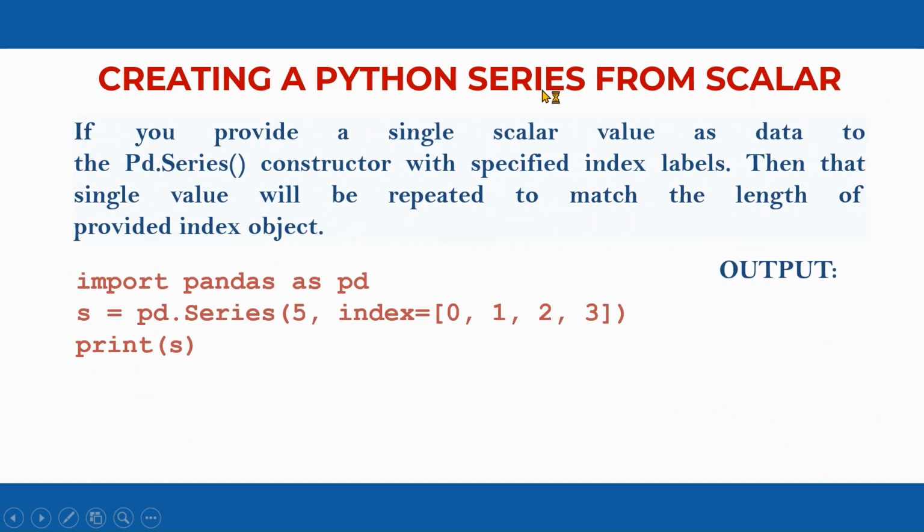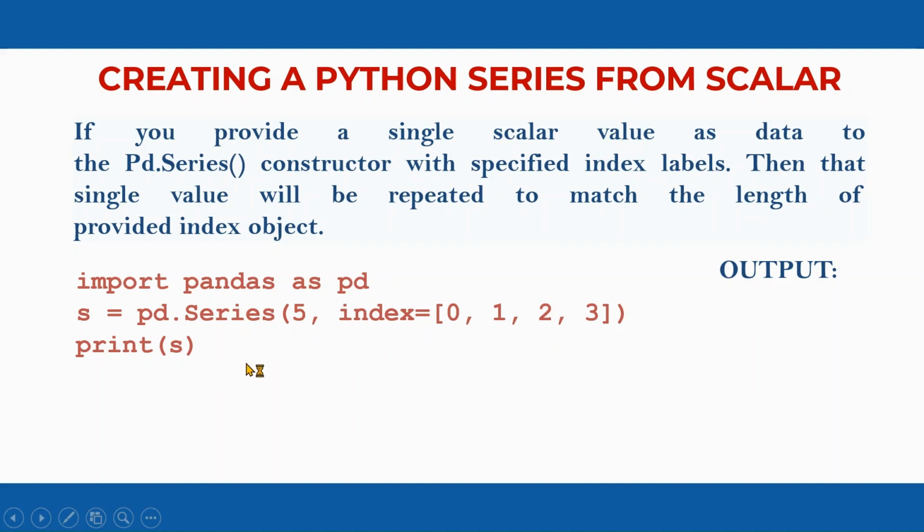Now, creating a Python series from a scalar. Scalar is nothing but a single value. If you provide a single scalar value as data to the pd.Series constructor with specified index labels, then that single value will be repeated to match the length of the provided index object. Again I'm importing pandas as pd, then here 5 is a scalar value. And how many index values are we giving? 0, 1, 2, 3. So 5 is going to be repeated 4 times. Okay, that creates a series and stores it.